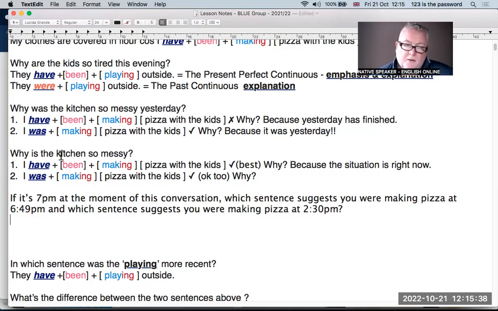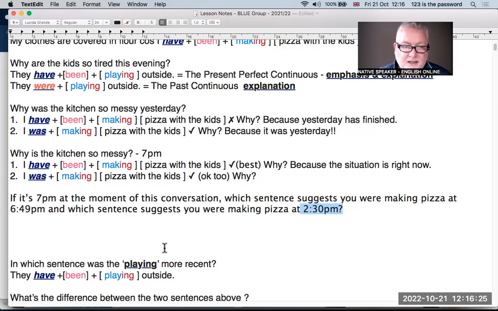So this question is asked at 7 p.m. Which one would you use if you were making pizza at 6:49 p.m.? And which one would you use if you were making pizza at 2:30 p.m.? If you answer this question, I'll give you a coffee break. If it's 7 p.m. Alba's awake now. Okay, Alba, go ahead.